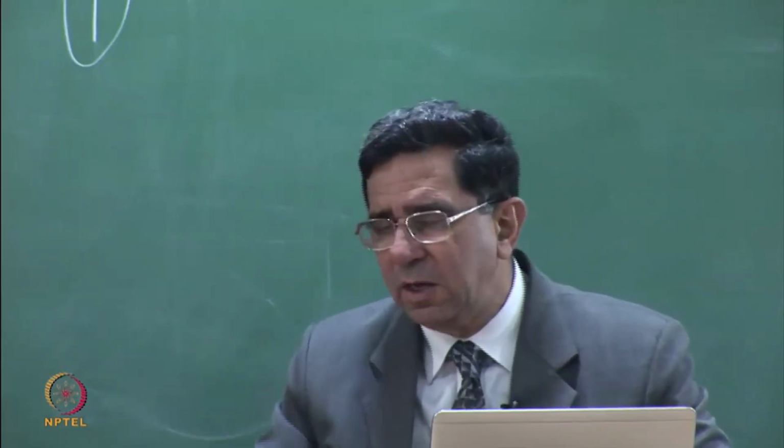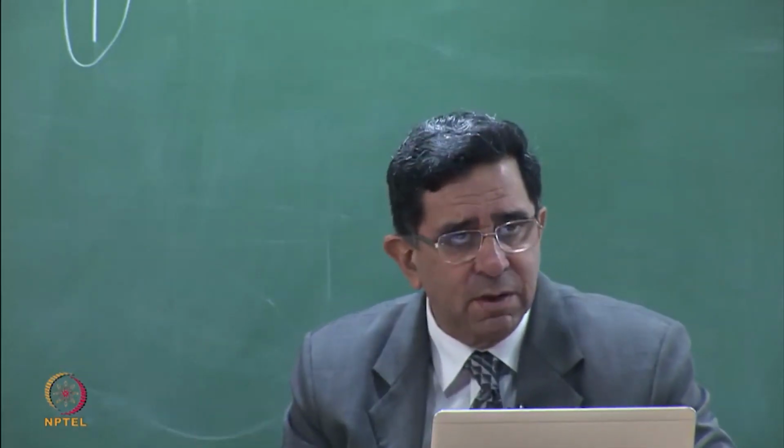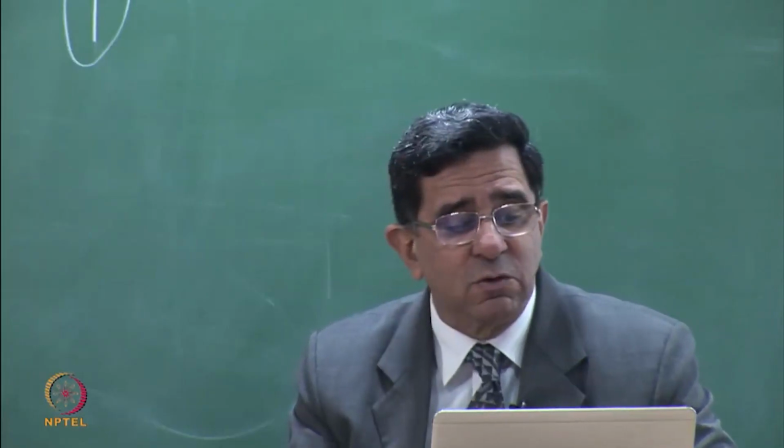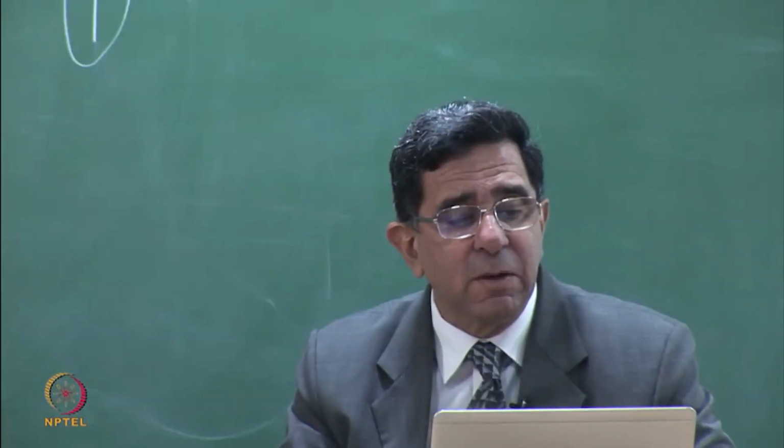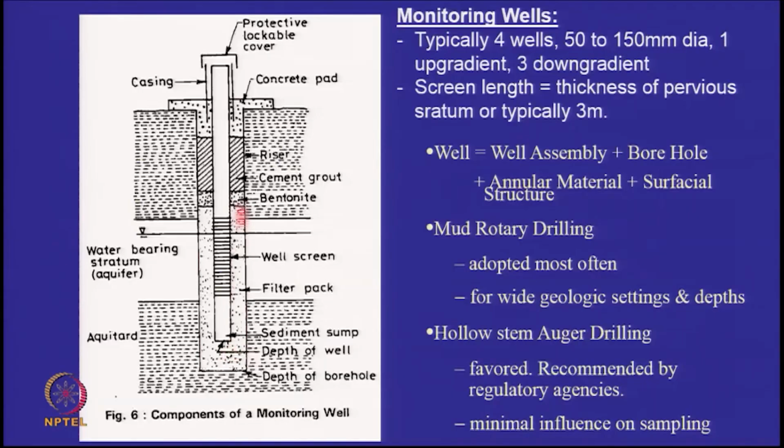So suppose your groundwater is available at 20 meters below the ground surface, and you know that there is a pervious zone. So firstly you need to have a water bearing strata which is pervious, where water will flow. So you make a borehole down to that level. After you have made the borehole, you will stabilize the borehole, and then you will put a pipe in it. What is the diameter of this pipe? 50 to 150 mm, 2 inches to 6 inches. In this pipe, there will be a screen. That means there will be a lot of holes or perforations in which the water can flow into this pipe, right?